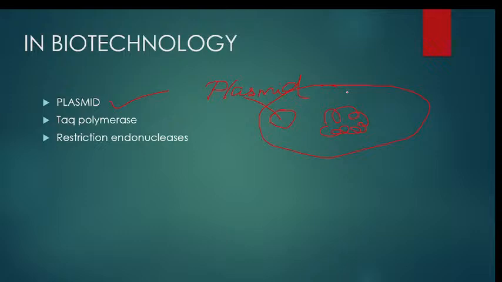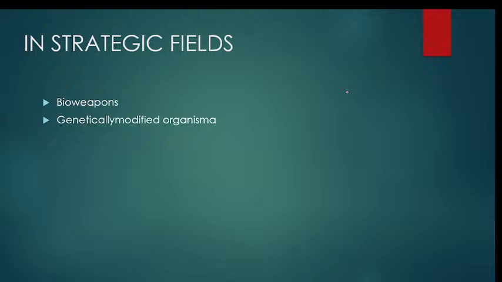These are the three main components which are used in a biotechnology laboratory: the plasmid, Taq polymerase, and restriction endonuclease. Till now we learned that they are used in agriculture, in industries, in the food technology field, and in the medical field. Then comes the application of microbiology in strategic fields.